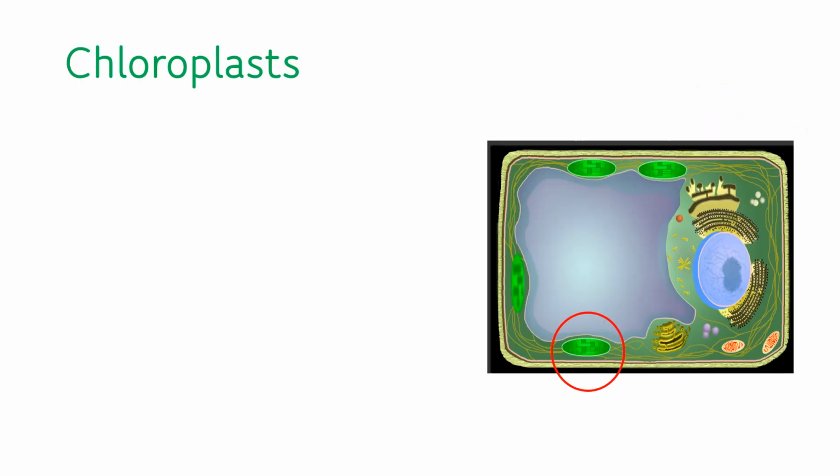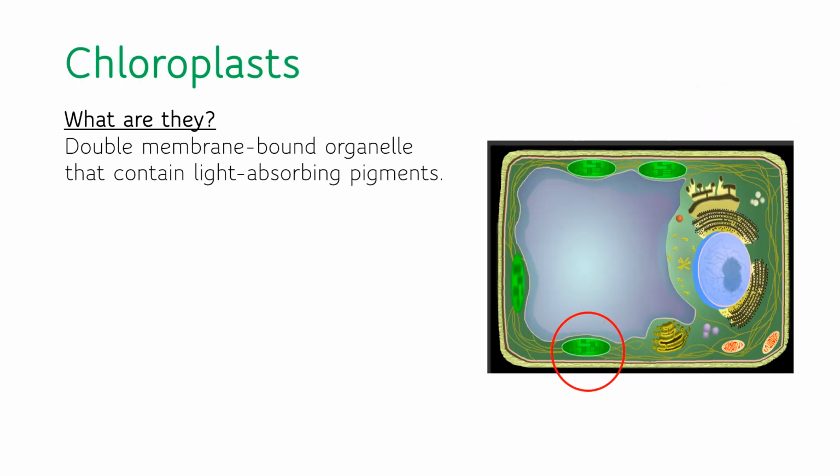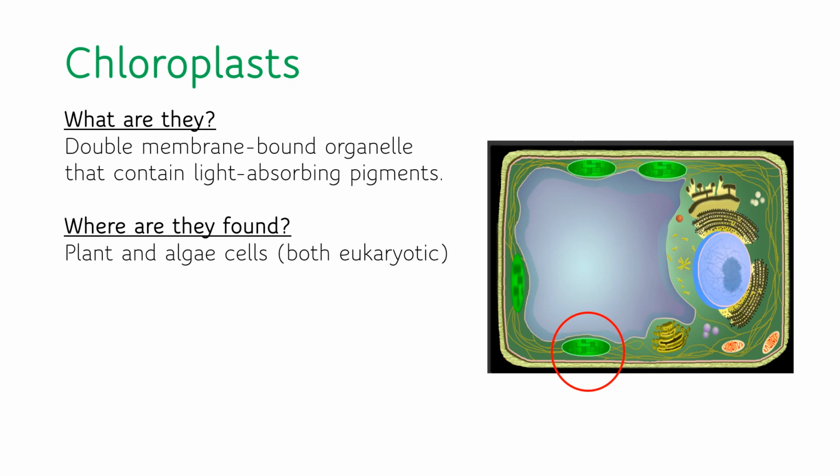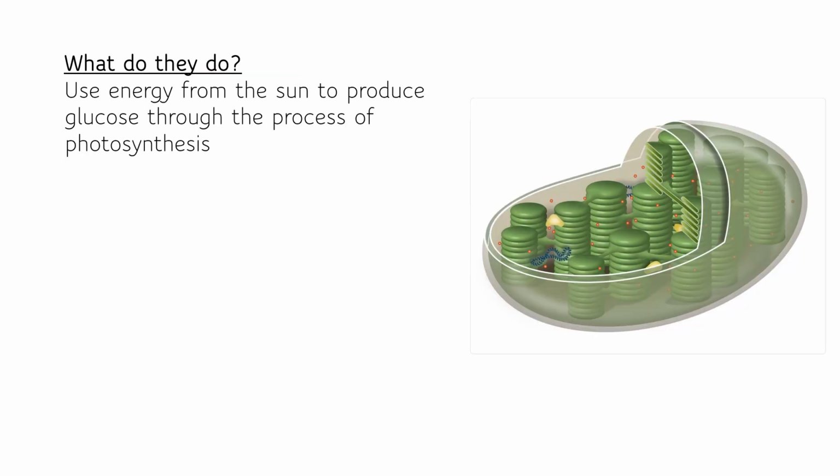The other organelle that the study design singles out is chloroplasts. They are also double membrane bound organelles that contain light absorbing pigments. However, they're only found in plant and algae cells, both being eukaryotic cells. I've circled the chloroplast here, this green organelle. What do chloroplasts do? Well, they use energy from the sun, sunlight, to produce glucose through the process of photosynthesis.